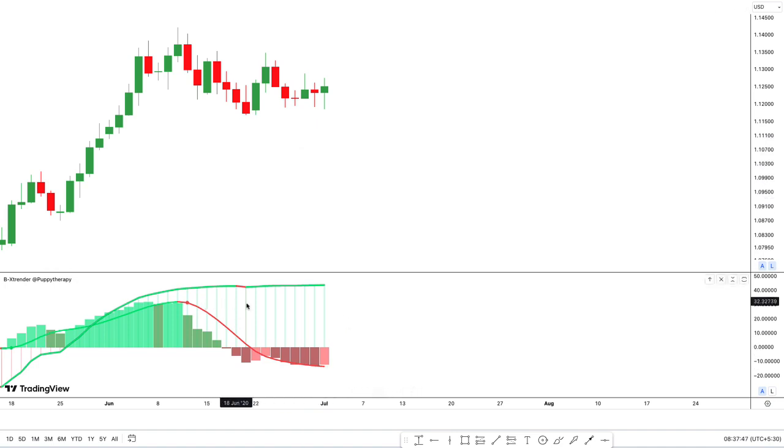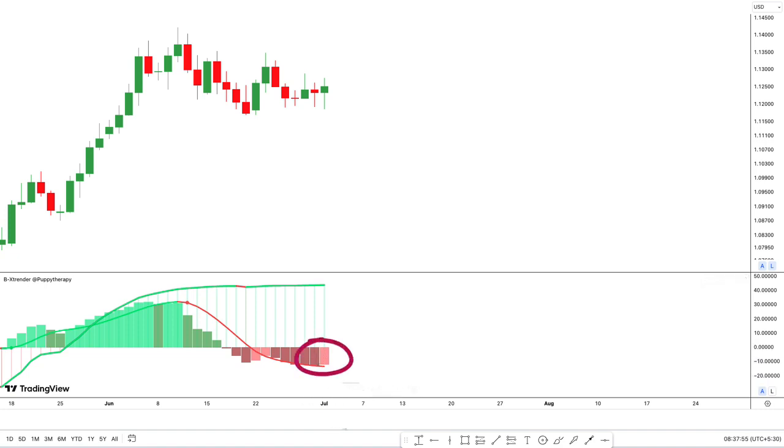So for buys, we want the histogram to be above the zero line and to be colored green. For now, don't worry about if the trend is in a retracement or not. Next, we want our oscillator histogram to begin shifting from a strong bearish momentum to weak bearish momentum, indicated by the light red colors.